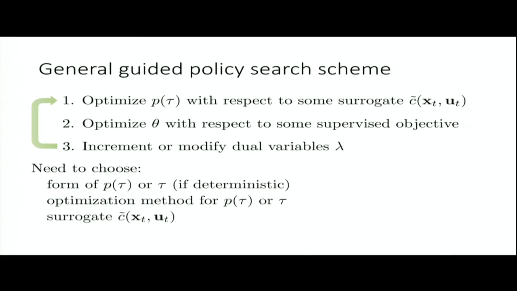You need to choose your surrogate cost function. So typically you would use some kind of augmented Lagrangian style objective here, but there are a number of choices. And then you need to choose your supervised learning objective for pi theta, which oftentimes is actually the same as C tilde, but just keeps only the terms that depend on theta. So it looks like some kind of supervised learning objective. So these are the things that you have to choose. And now I'll tell you about 2 examples of algorithms that do this in 2 different ways.